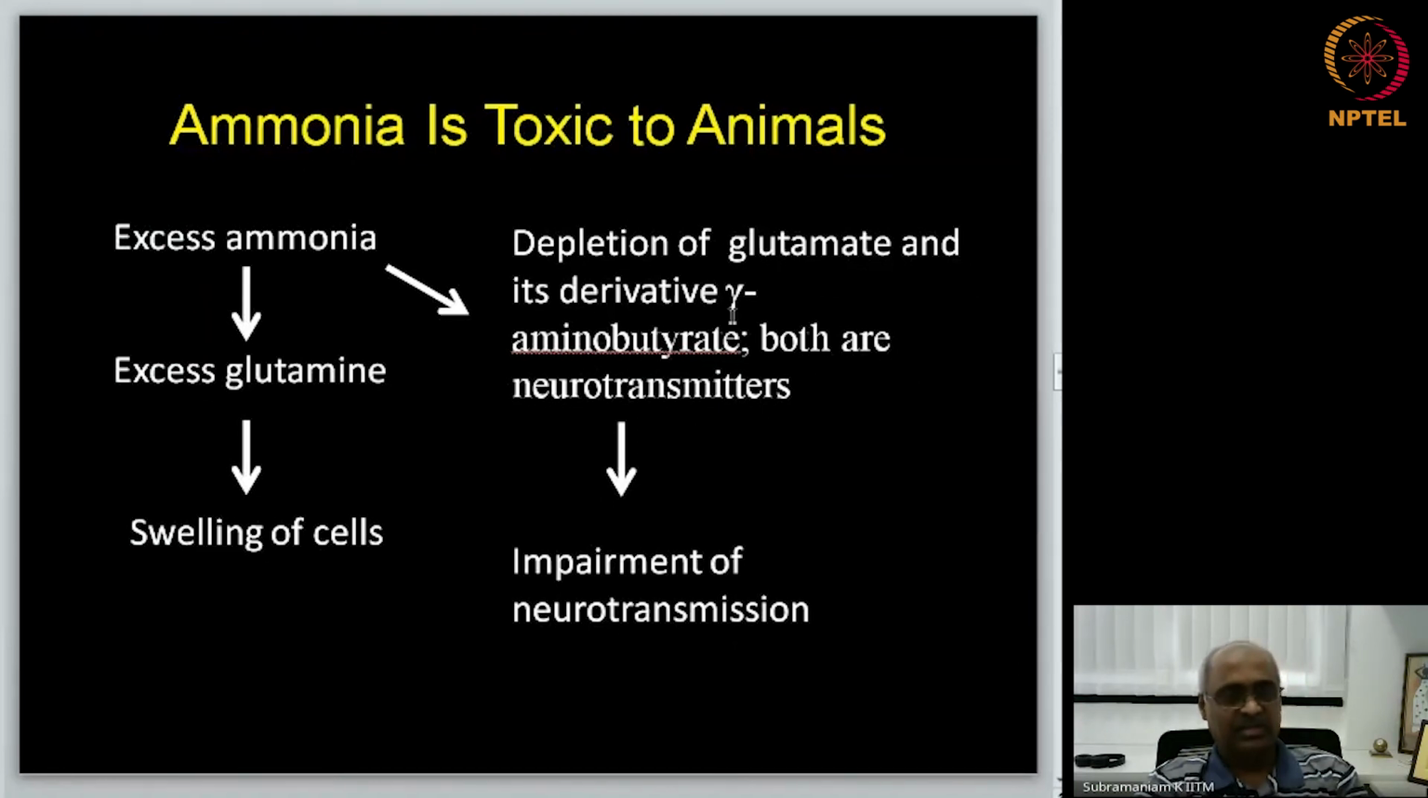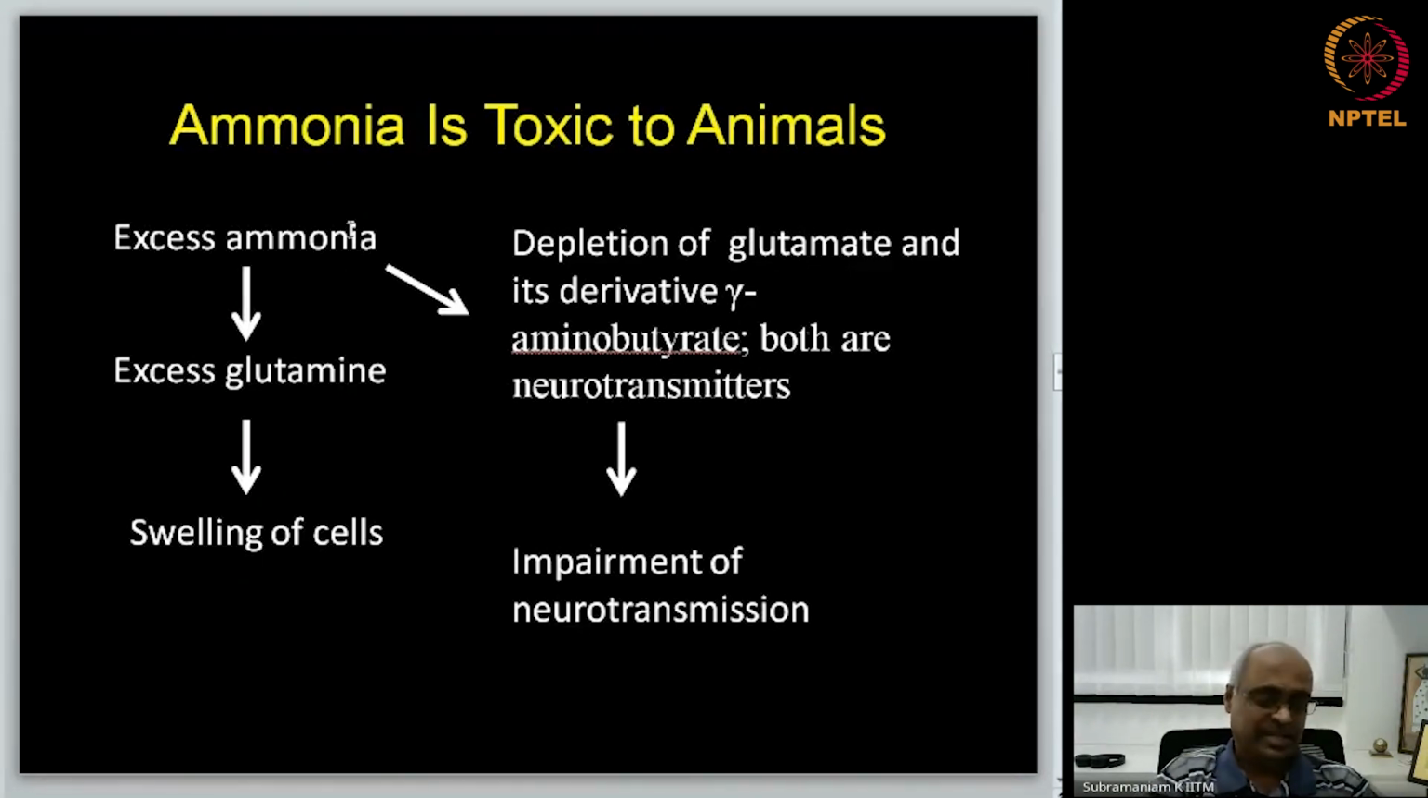One is this γ-amino butyrate. These two are important neurotransmitters. So as a result, neurotransmission will be impaired, and that will eventually lead to death. Okay, so first you will get into coma, and then it will lead to death. So excess ammonia or inhaling a lot of ammonia is really bad for health.